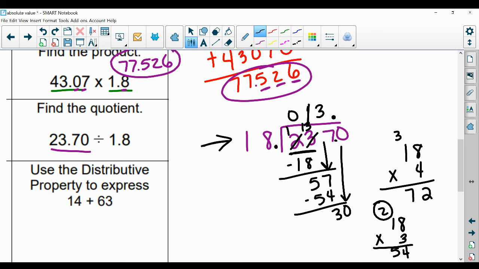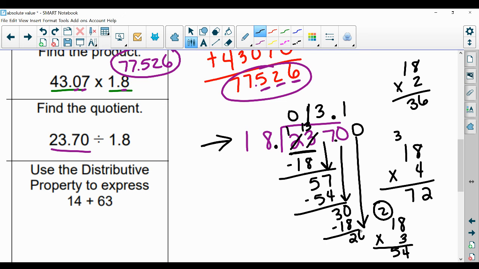All right. We know that 18 times 2 gives me 36. So I can't use 2, so I've got to use 1. So 18, I subtract, I get 2, put my 0, bring down my 0. Oops, my bad. It's 12, that's 120. All right, so 120.